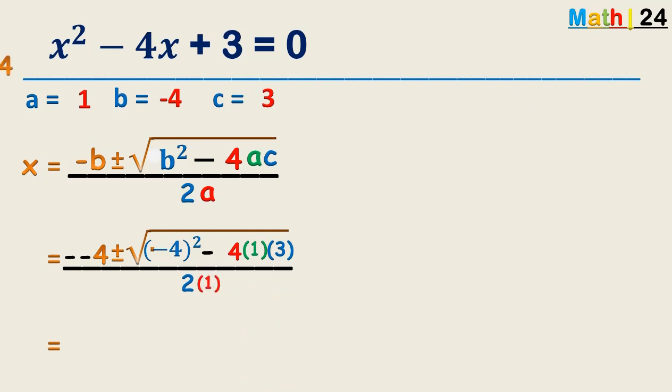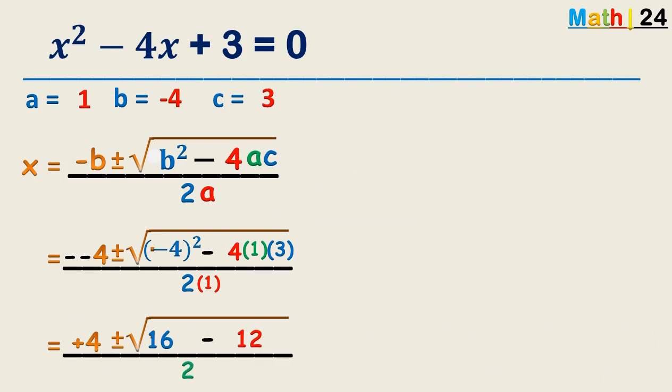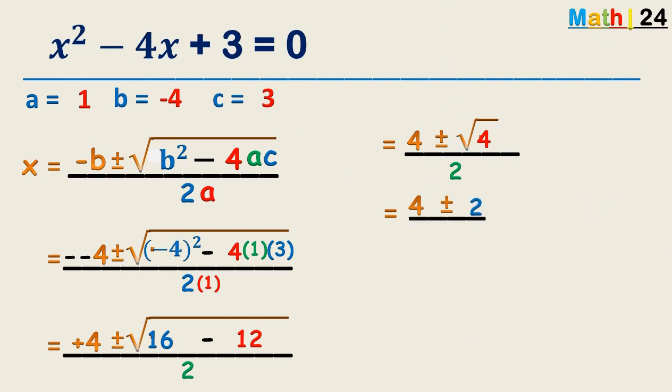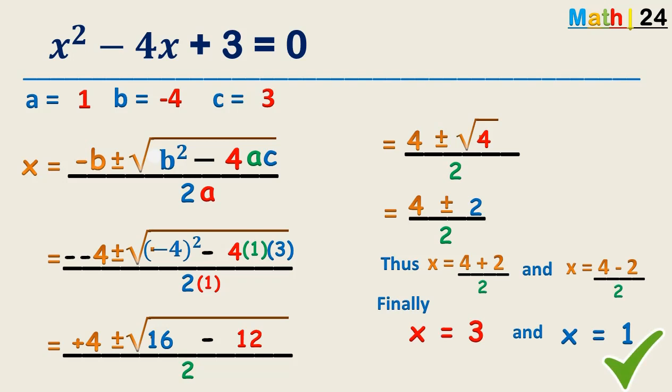We simplify the values to obtain: the two minus signs become a plus because there's no digit in between. So minus 4 becomes plus 4, plus or minus the square root of minus 4 squared, which is 16, minus 4 times 1 times 3, which is 12, all that over 2 times 1, which is 2. This gives us 4 plus or minus the square root of 4, all this over 2. And simplifying, the square root of 4 is 2, so we have 4 plus or minus 2, all that over 2. Thus, x equals 4 plus 2 over 2, and x equals 4 minus 2 over 2.